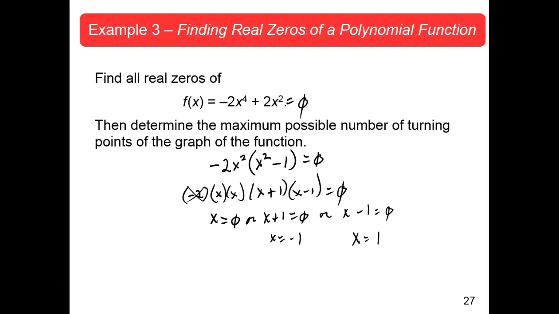Now, the next question says, determine the maximum number of turning points for that graph. The maximum. We may not have that many, but how many might we have? Up to how many? Look the same place you did before and subtract 1. Up to 3. We may not have 3, just like we don't have 4 zeros, we may not have 3 turning points, but we could have up to 3 turning points. That's the maximum possible number of turning points.